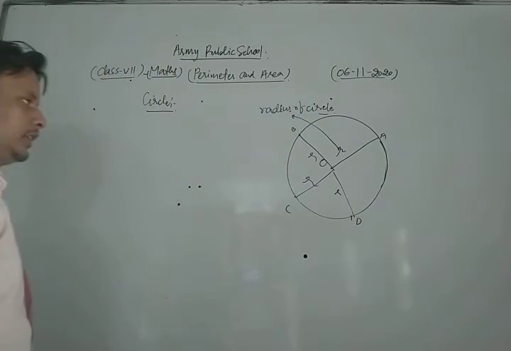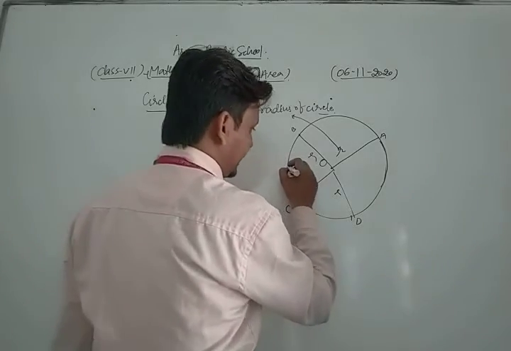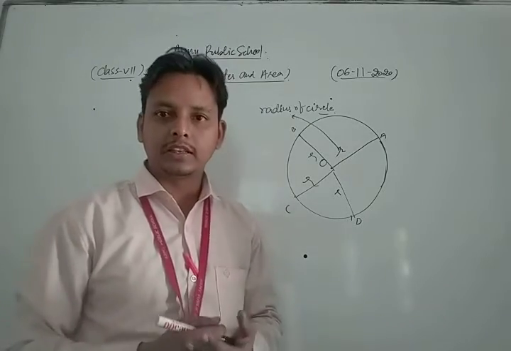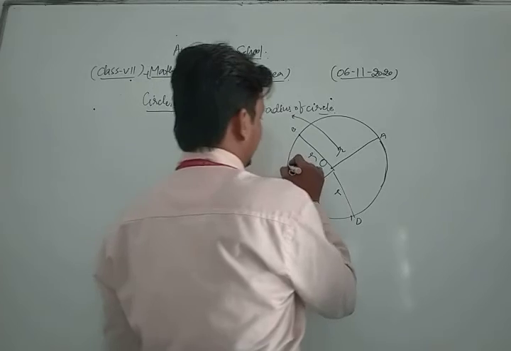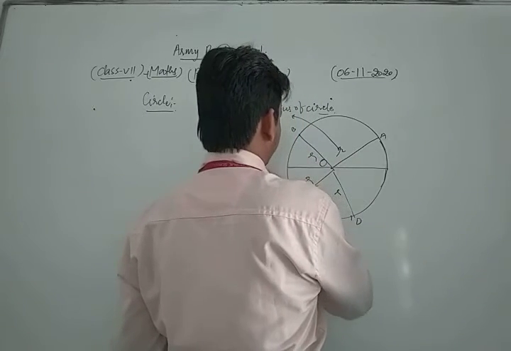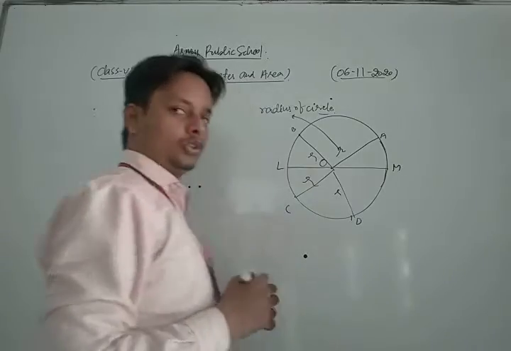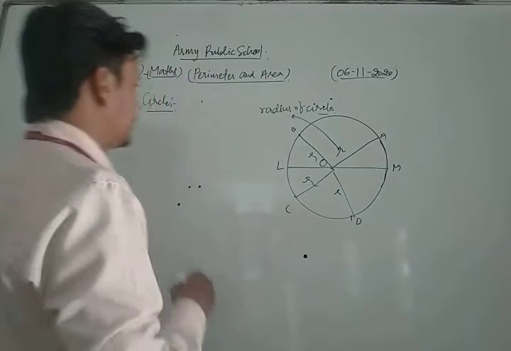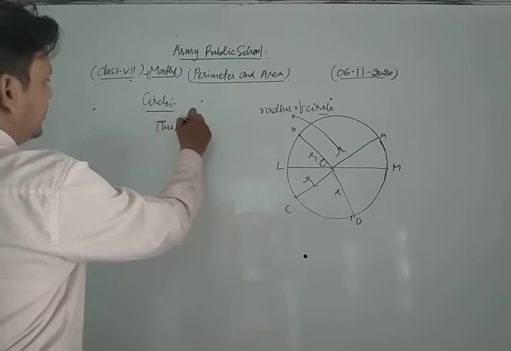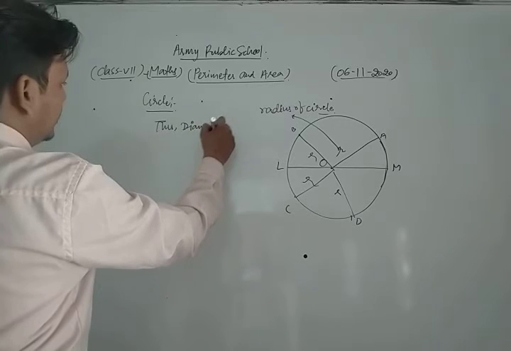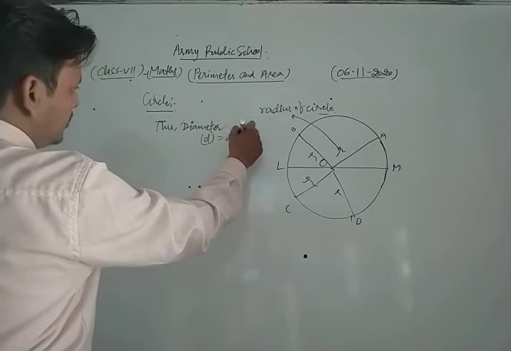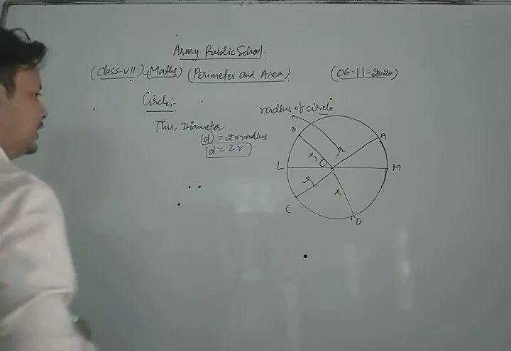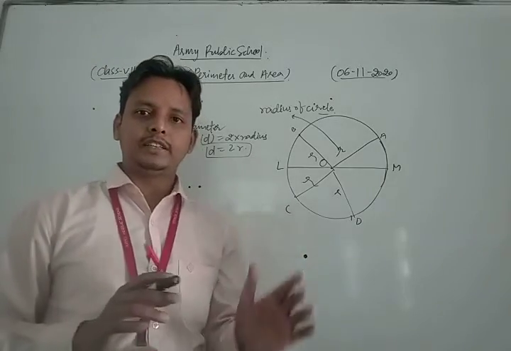The second important thing is the concept of diameter. The line segment joining any two points on the circle and passing through the center is called the diameter. Suppose this is LM. This is the diameter. So we can say that the diameter of the circle is double its radius. Thus diameter D is equal to 2 into radius, that is 2r. So in this way we clear the concept of radius and diameter.